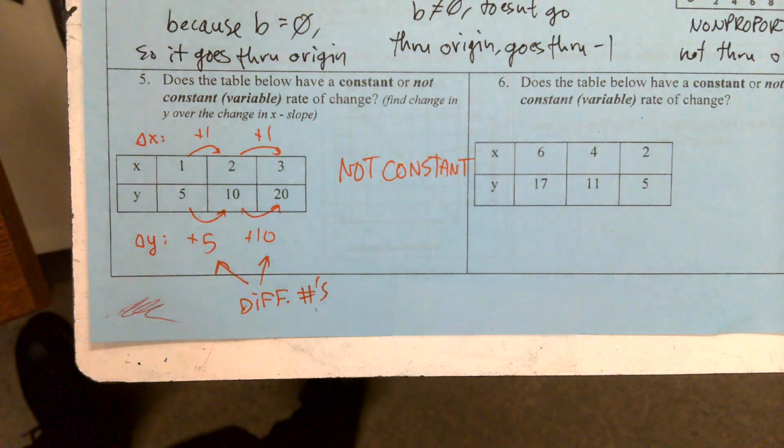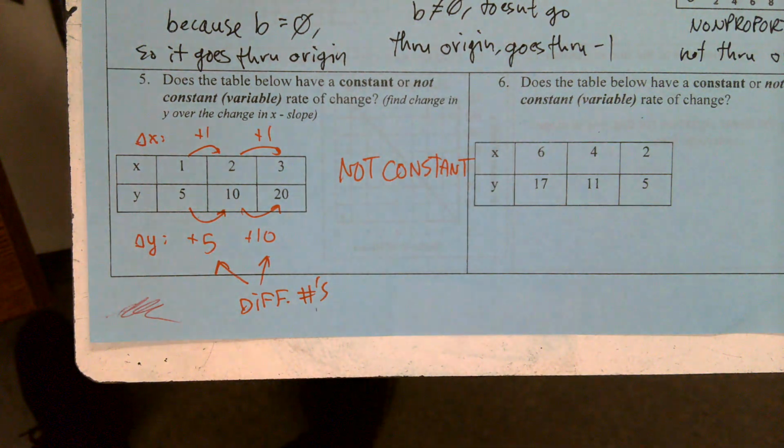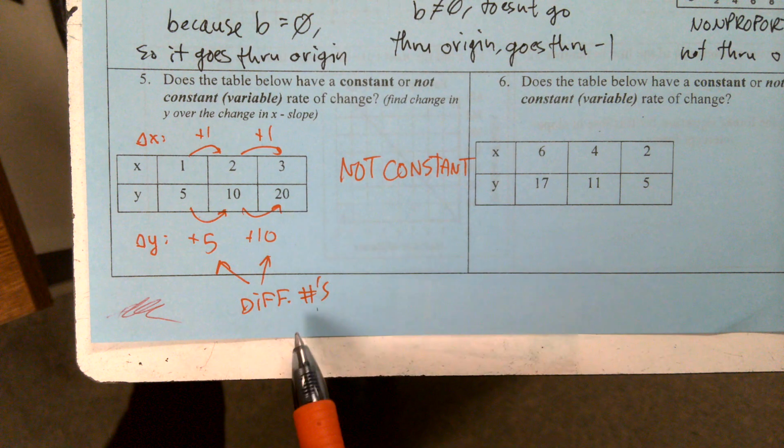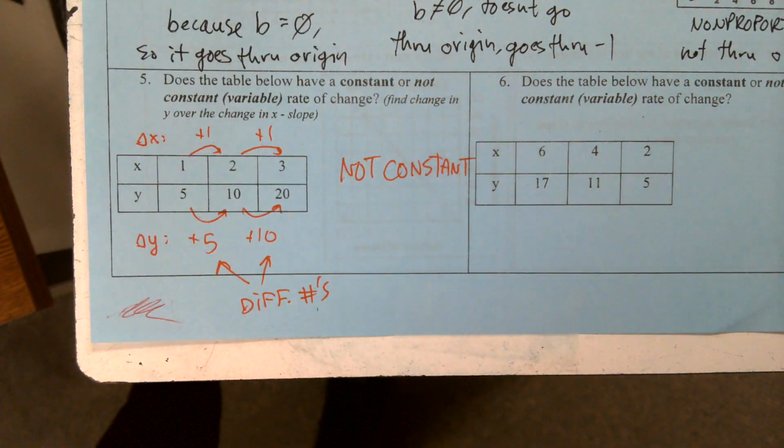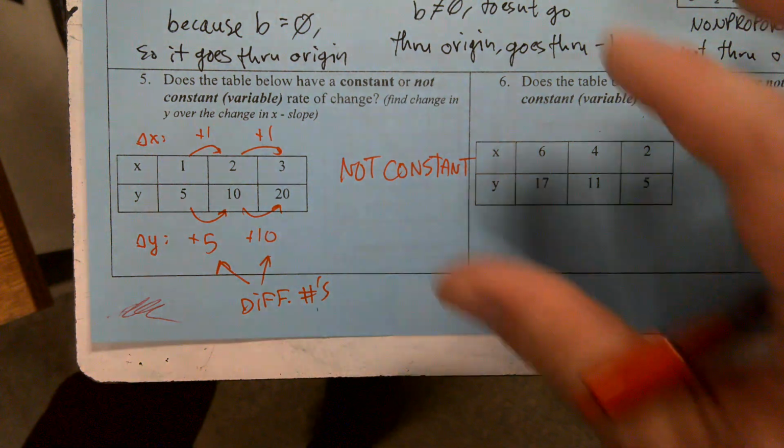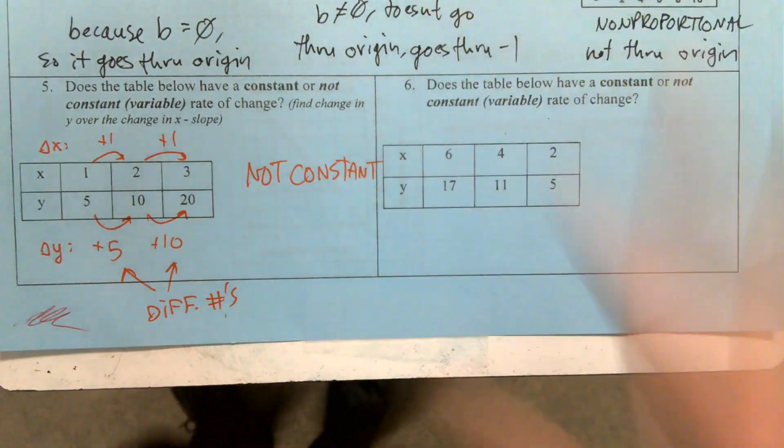One more time. Yep, that's all you got to do to show your work is the arrows. You recognize, hey, those are different numbers. This is not constant. Yes? So if they were constant, then they would be the same? Absolutely.